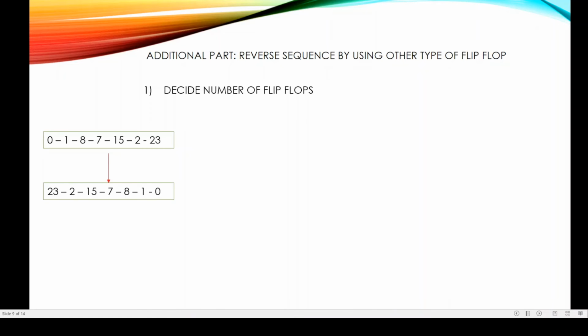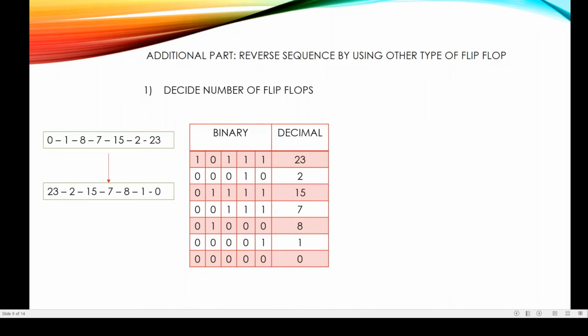We just reverse it. So this is our bits. There is no difference with the earlier project just now. We still use the same bits, which is 5 bits. The difference is just the sequence. We start with 23 and the last one is 0. So we use 5 bits, it means that we use 5 flip-flops.